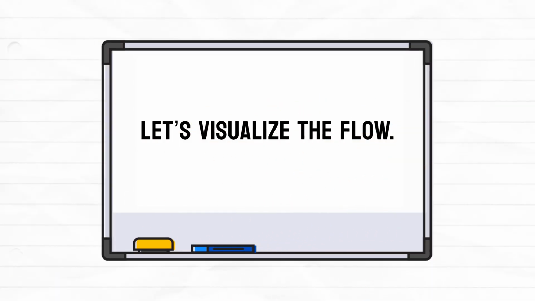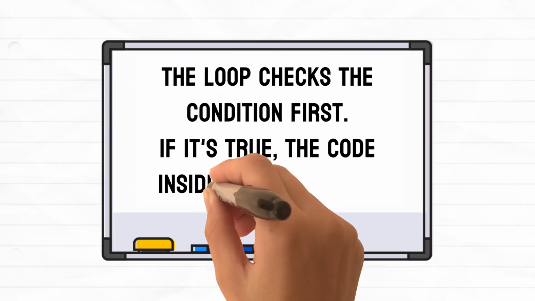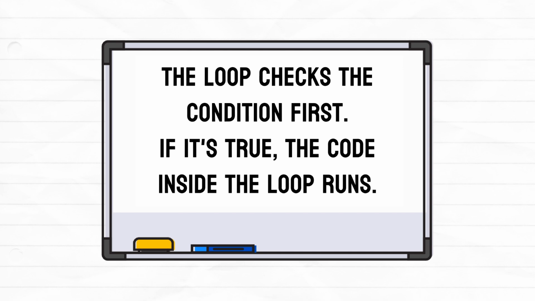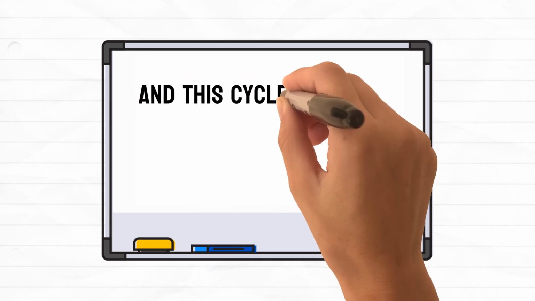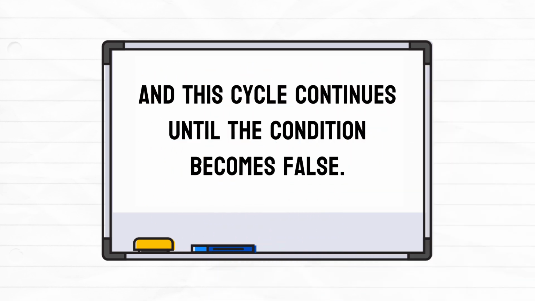Let's visualize the flow. The loop checks the condition first. If it's true, the code inside the loop runs. After running the code, it checks the condition again, and this cycle continues until the condition becomes false.